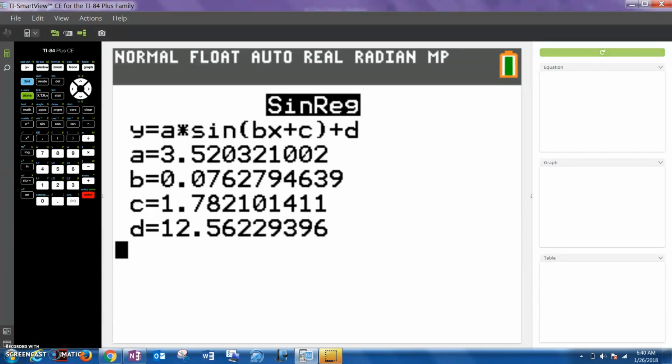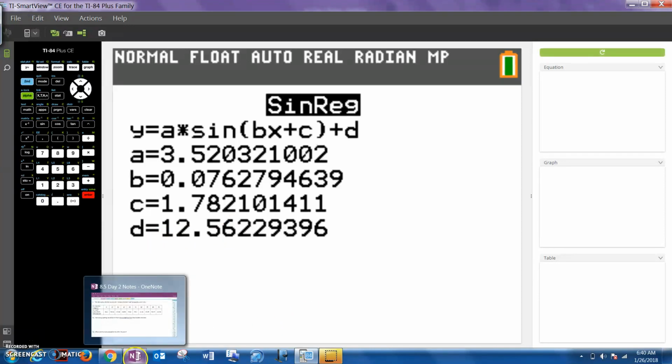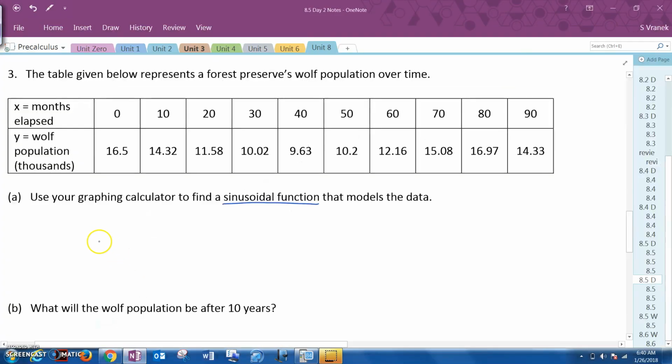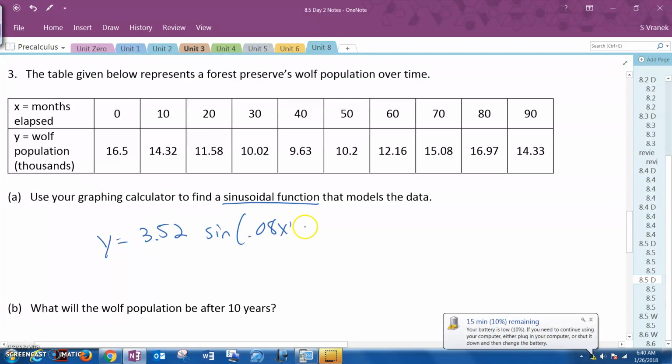Okay? We want to round to 2 decimals. So write the equation as it says here. It'll be 3.52 sine parentheses 0.08x plus 1.78, close parentheses, plus 12.56. You can pause the screen here if you want, or you can come back and write the final answer down here: 3.52 sine of (0.08x plus 1.78) plus 12.56.